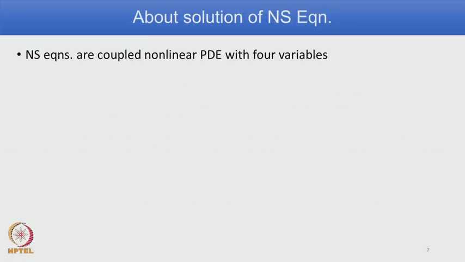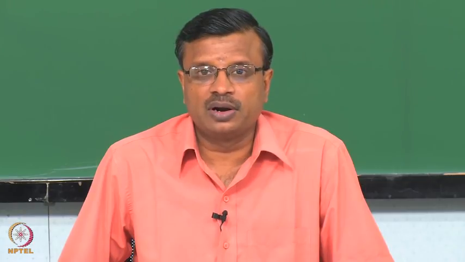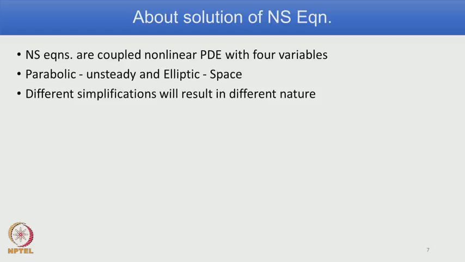Now, we know that the Navier-Stokes equation in full form does not fall under any one category. It is a coupled nonlinear PDE with 4 variables. It is parabolic because it has an unsteady term. It is elliptic in space because of the diffusion term. On the other hand, you can simplify the Navier-Stokes equation for different situations, hence it will result in different nature.